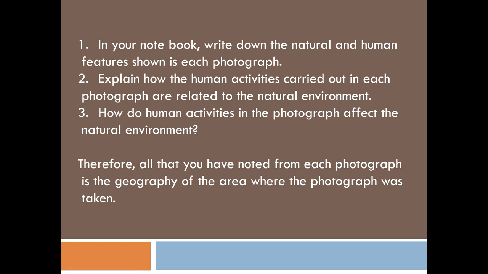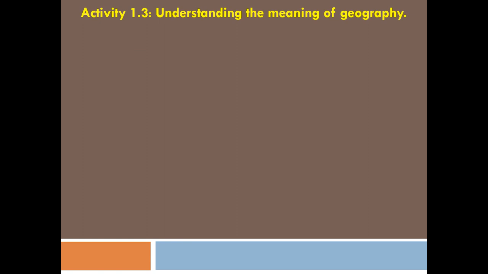That's why we can say the geography of this area is hilly. Why? Because the surrounding is made up of hills. We can say the geography of this area is mountainous. Why? Because the area is made up of mountains. So that is how we understand and categorize geography, looking at things in the different parts of the country and the different parts of the world. Therefore, after exploring that, let us understand the meaning of geography.